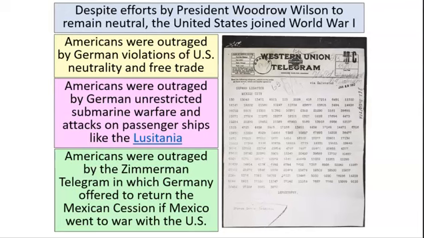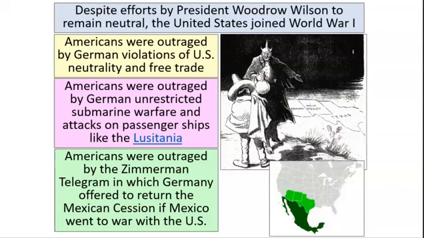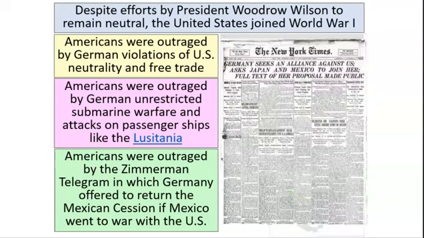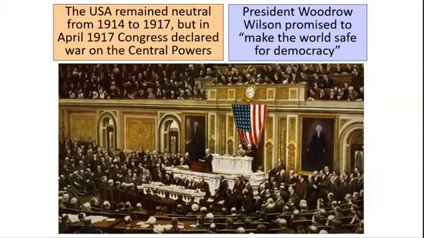Trying to work with our neighbor to attack us was in many ways outrageous. It got published in places like the New York Times, and this absolutely outraged all of America. So even though we had remained neutral in this war from 1914 to 1917, we declare war on the Central Powers in April of 1917 as a result of Germany messing with our trade, the sinking of the Lusitania, and the Zimmerman telegram.